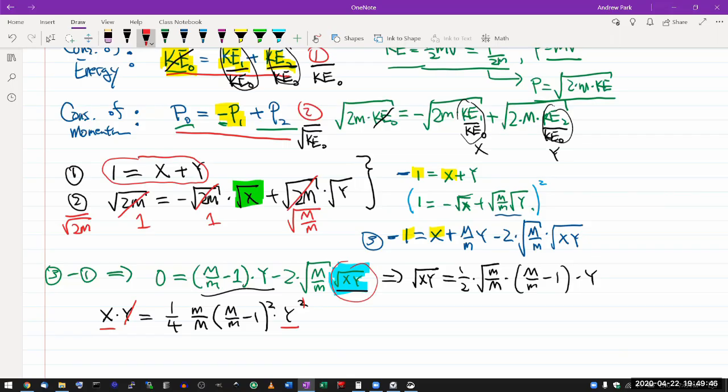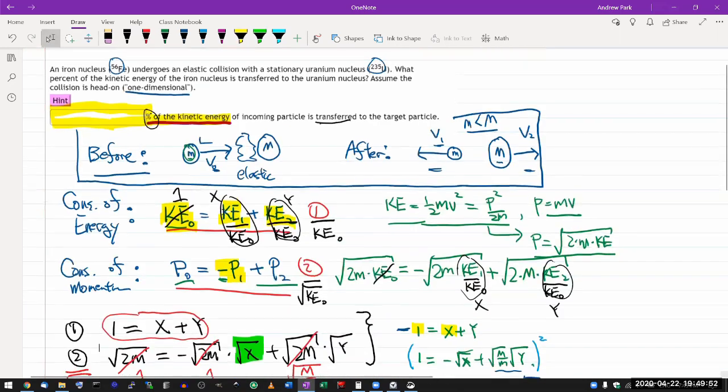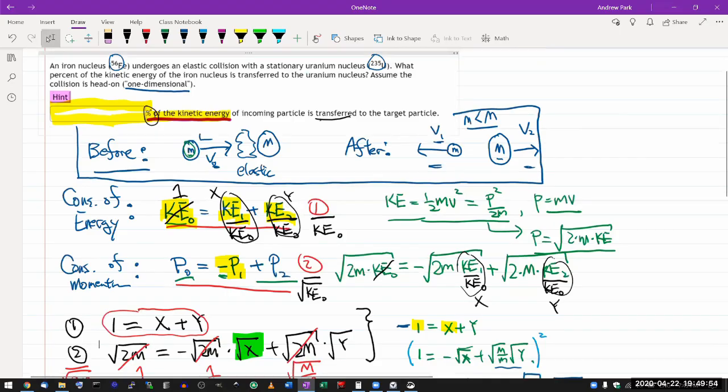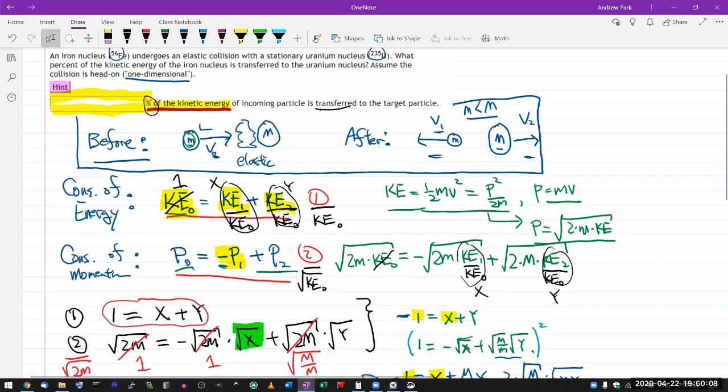So let me see what I want to solve for. Looking back at the way x and y were defined, what percent of kinetic energy is transferred to the target particle? Oh, I think that's more directly related to y, because it's the kinetic energy of the target particle over the initial energy. So that gives you the percent that you're looking for.